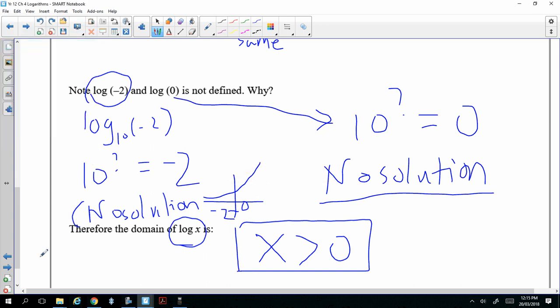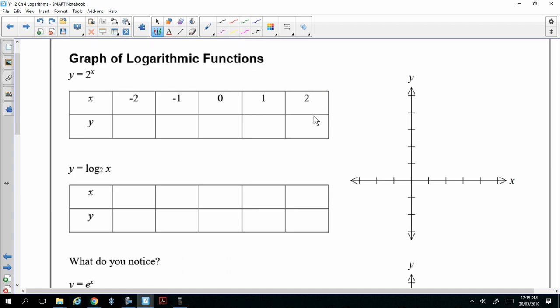Okay, next one, graph of log functions. So to examine the log function, let's start with the exponential function because they're related. Fill in this table of values: 1, 2, 4, 0.5, and 0.25. Okay?